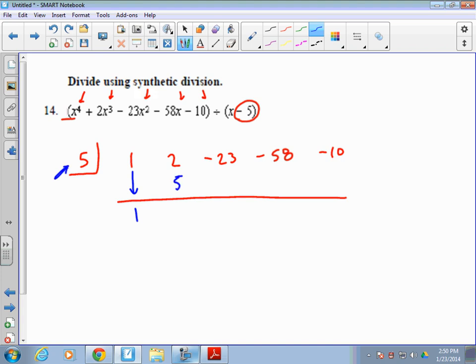Combine 2 and 5 to get 7. Multiply it by 5 again. 7 times 5 is +35. Combine that with -23 to get -12. Multiply it by 5 again, and you get -60.